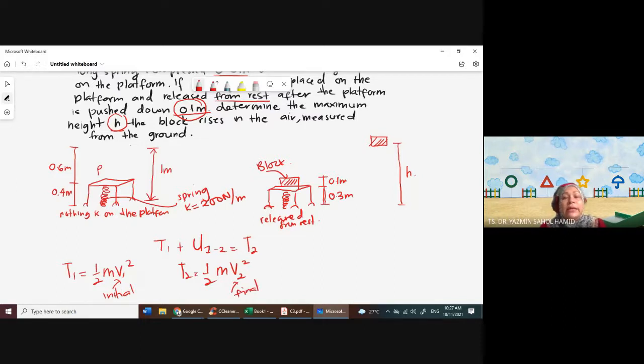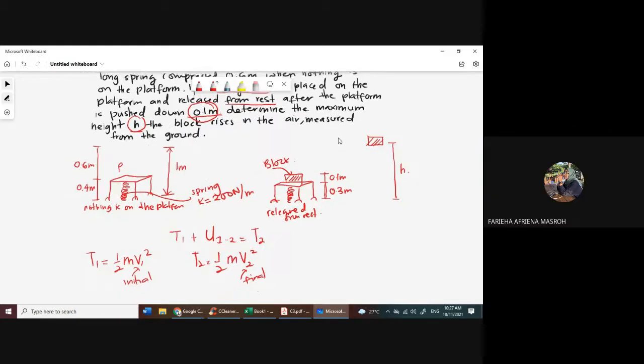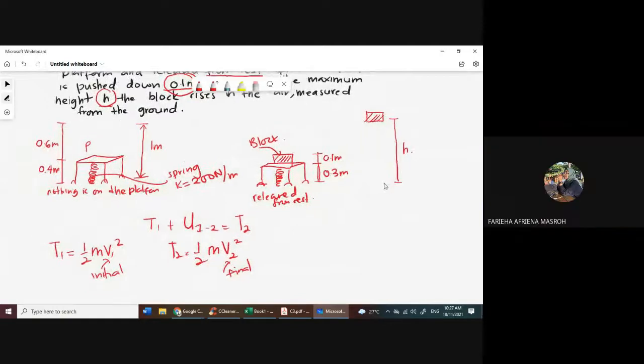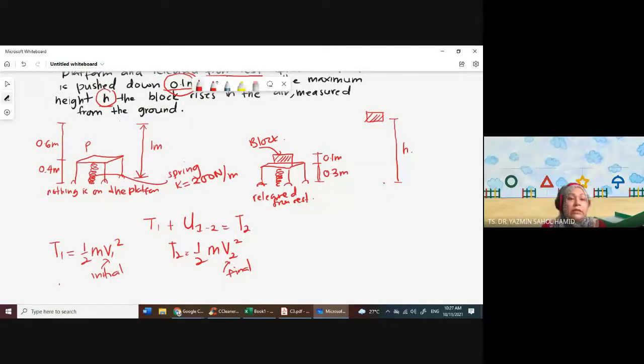Okay, what is the initial velocity of the block? 0. Why 0? Rest. Yes. So the initial velocity v1 is 0. So it means our T1 is 0. Now, what is the final velocity v2 when the block is released at the air at the highest point here? What is the velocity for this one? What do you think?